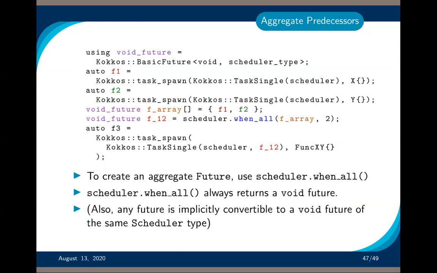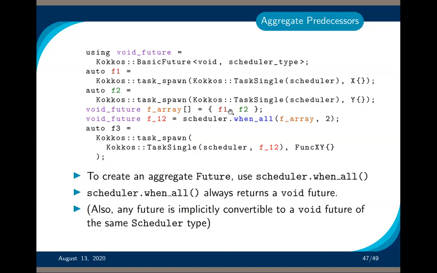Okay, so to create an aggregate future, you're going to use the scheduler.winAll method. There's a few things you need to know here. The way Kokkos futures work, any future in Kokkos is convertible to a void future of the same type. Here we've spawned a couple of tasks, F1 and F2. And if we need F3 to depend on both of those, we have to create an aggregate future with winAll. To do that in Kokkos, it's kind of primitive, but it's what we have for now. You make an array. Remember that we can cast any future to a void future, so this is guaranteed to be safe here.